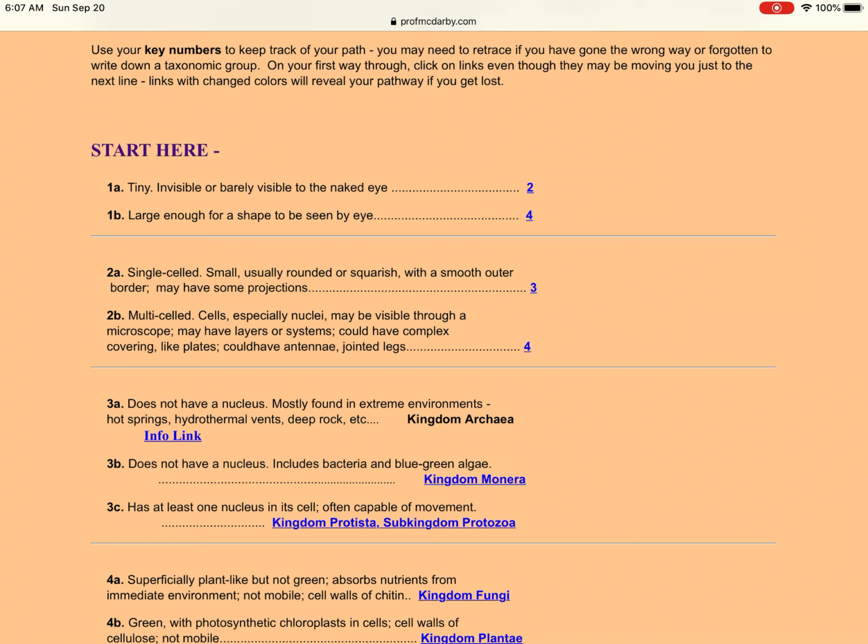In the lab, keep in mind, just because it's under a microscope doesn't mean you can't see it. And so that's an important thing. If we're 1B, I always advise that people write these numbers down as you go and write the number you're going to. I'm going to hit number 4.